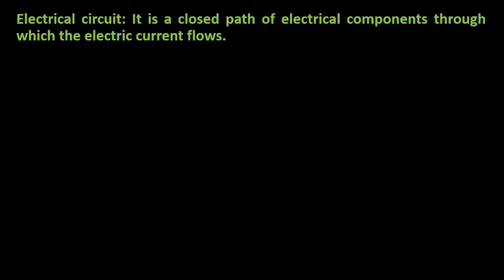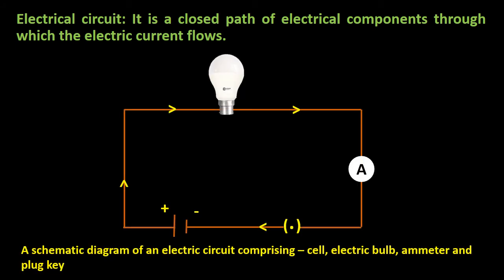Now the next topic that we define is electrical circuit. It is defined as a closed path of electrical components through which the current flows. Here is an example of an electrical circuit. It consists of one cell. Cell means battery here, and this is a bulb, and these are the connecting wires, and this A represents the ammeter which measures current, and this represents the plug key or the switch. And here the current is flowing from the positive terminal of the battery to the negative terminal.